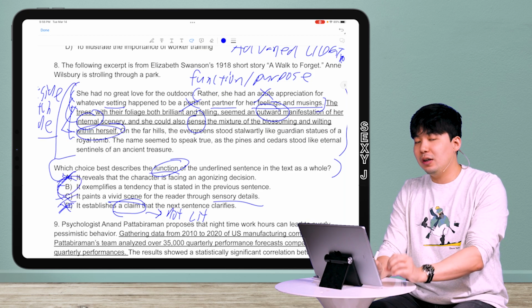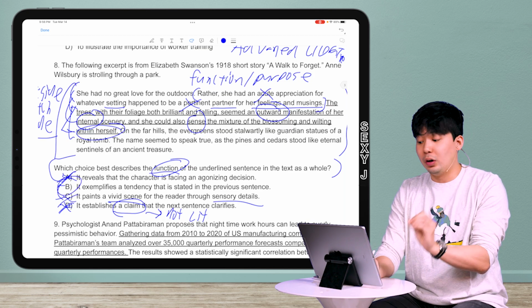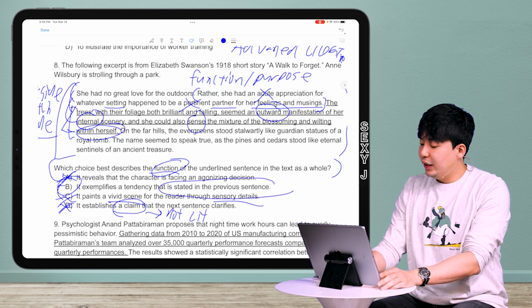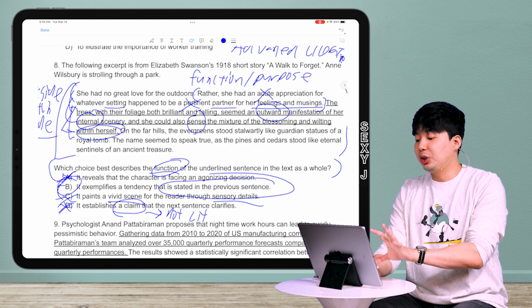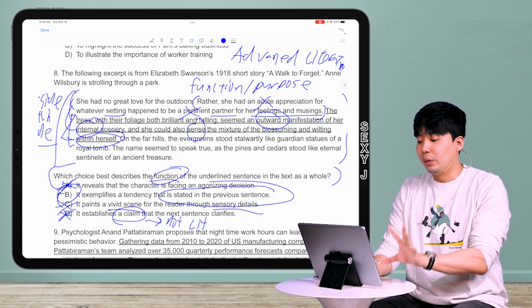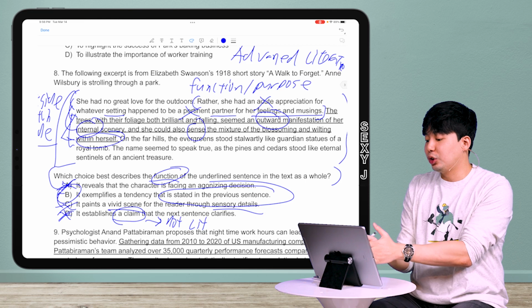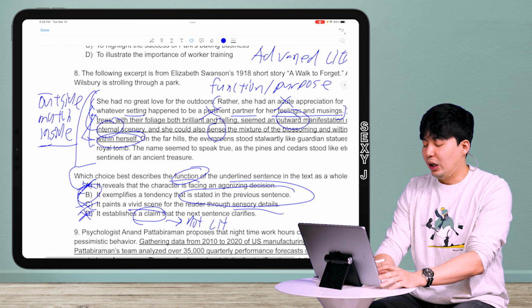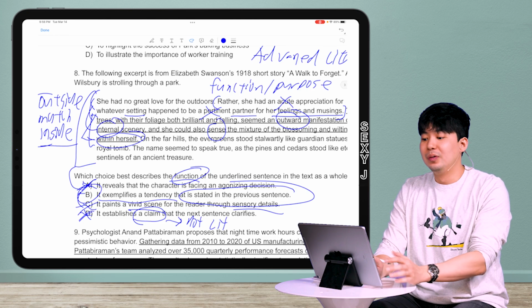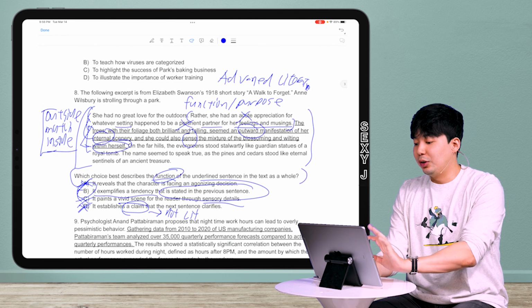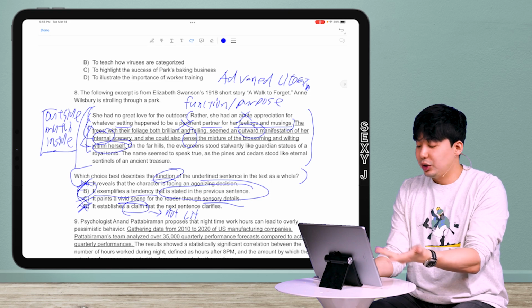My key word here is actually not related to content at all. Stated in the previous sentence. That's what matters, okay, guys? So the function of a sentence in literature, right? We look at the sentence before, and this one refers to the previous sentence. And let's look at the other part of the wording. It exemplifies a tendency. What does that mean? It's an example.